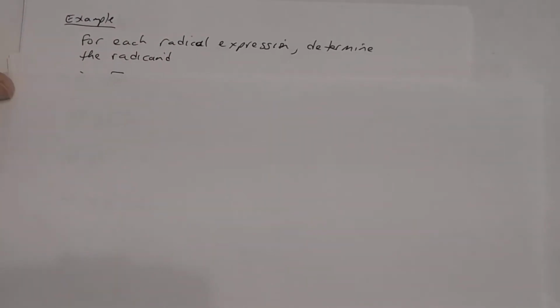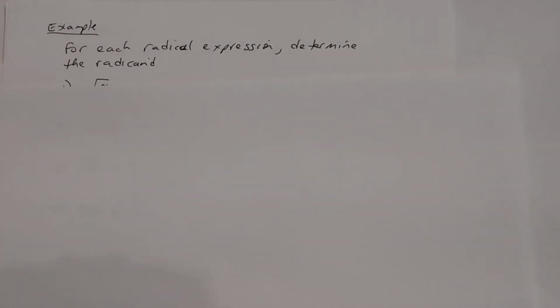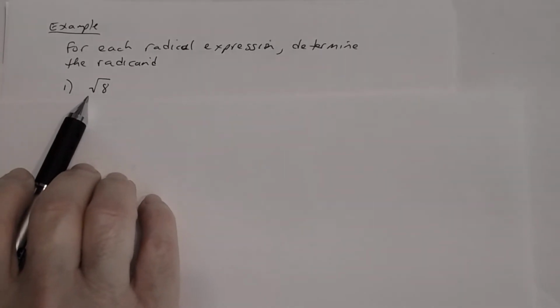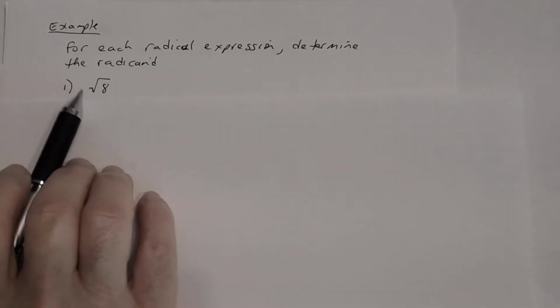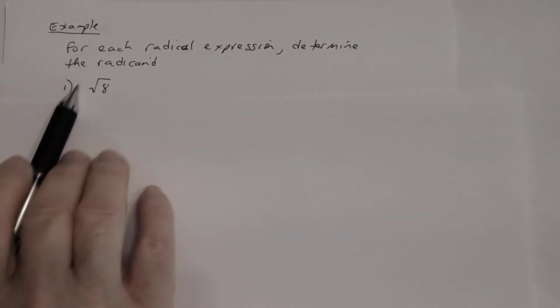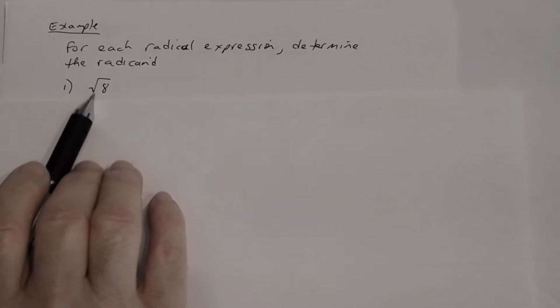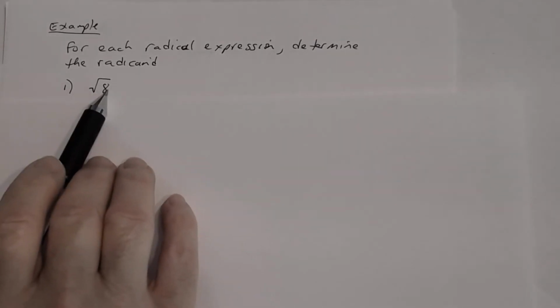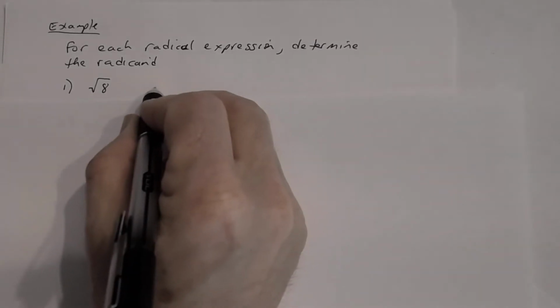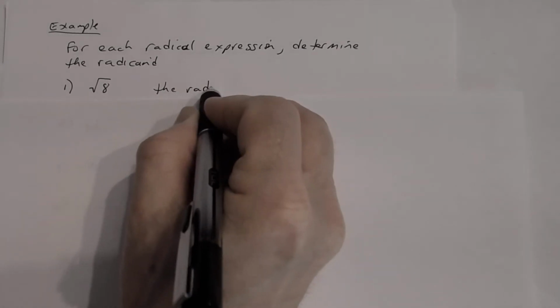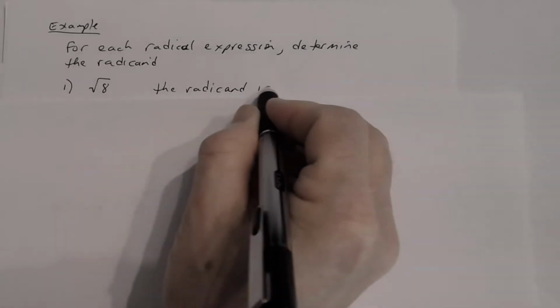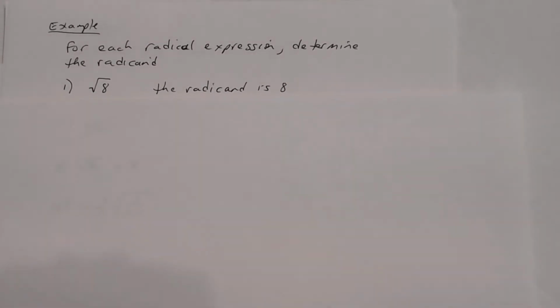All right, now let's look at this example. The direction says this: for each radical expression, determine the radicand. Again, it's important you know how to read this. This is read as the square root of 8. So we have this radical expression, a radical symbol, a radical sign, and we have a radicand. What's your radicand here? 8. So the radicand is 8.